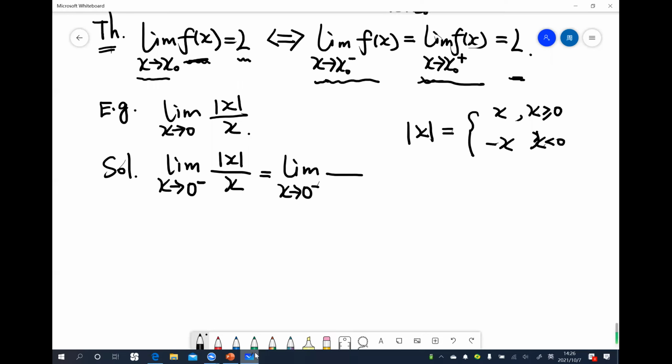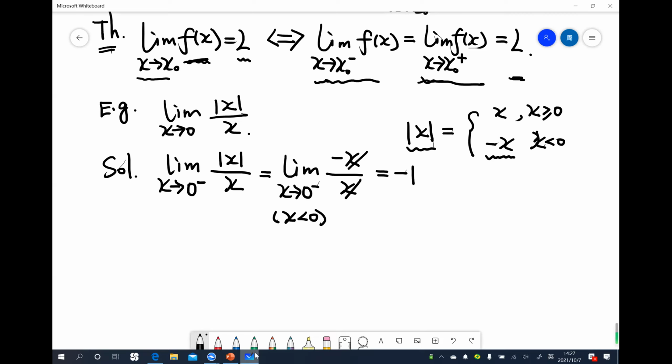Here, if x approaches 0 from the left hand, that means x is smaller than 0, right? If x is smaller than 0, then the absolute value of x equals minus x. So that equals minus x over x, right? And x is still x here. So x can be cancelled. We know the limit of the left hand is minus 1, right?